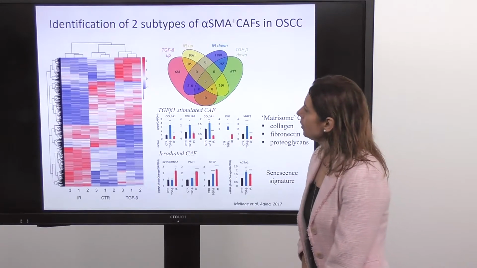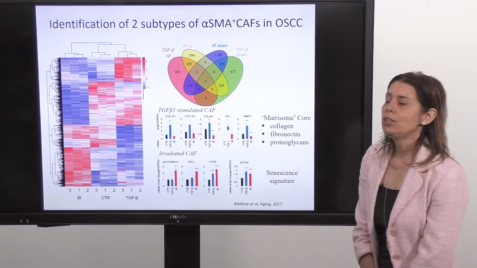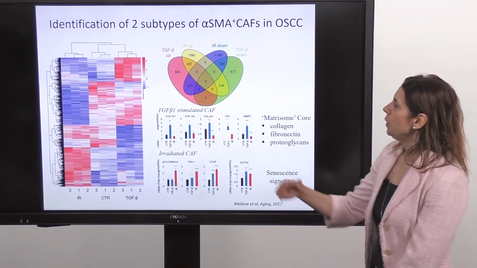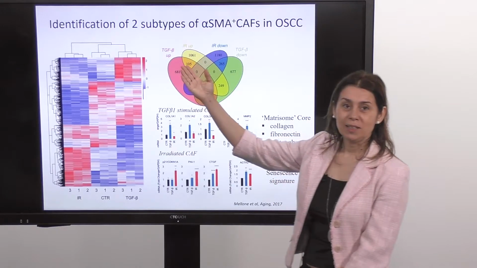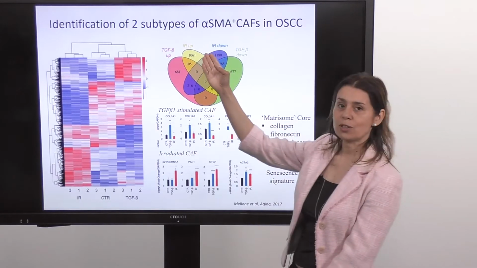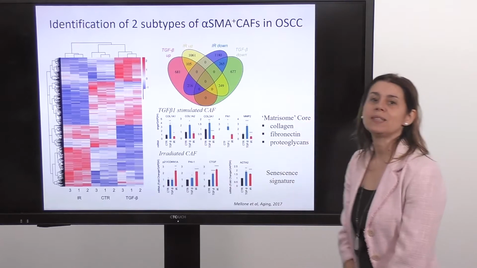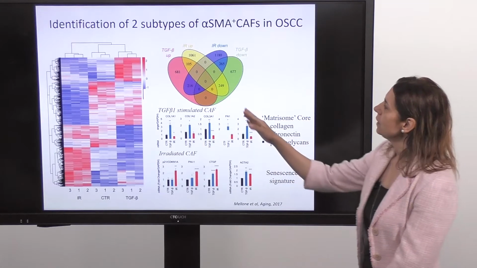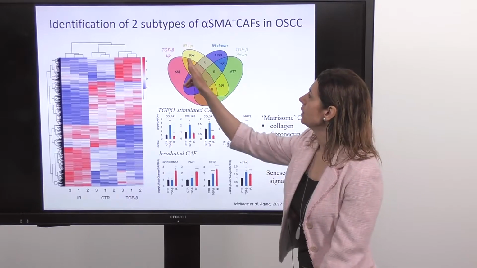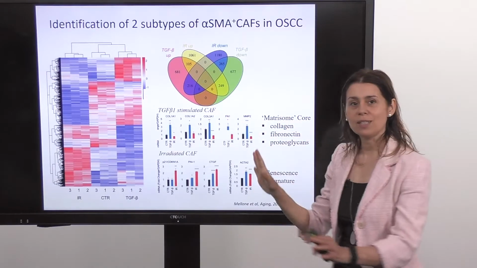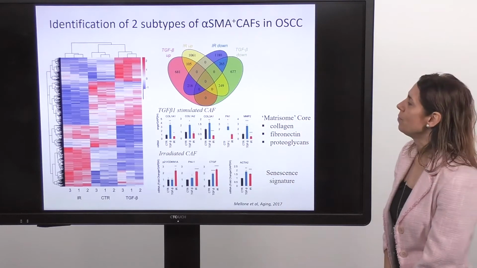When they did transcriptomics using TGF-beta-1 stimulation, which would be the treatment that would increase the myofibroblast phenotype, compared to the irradiation phenotype, which will be the senescent fibroblast phenotype, they found that there were some overlapping genes. However, they were much fewer compared to the genes that differed between these two types of fibroblasts.